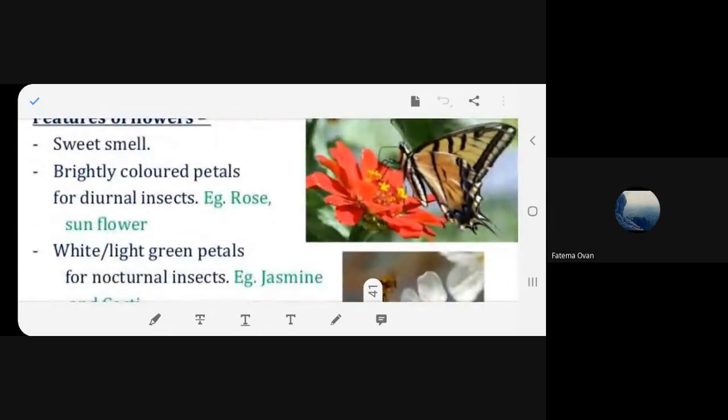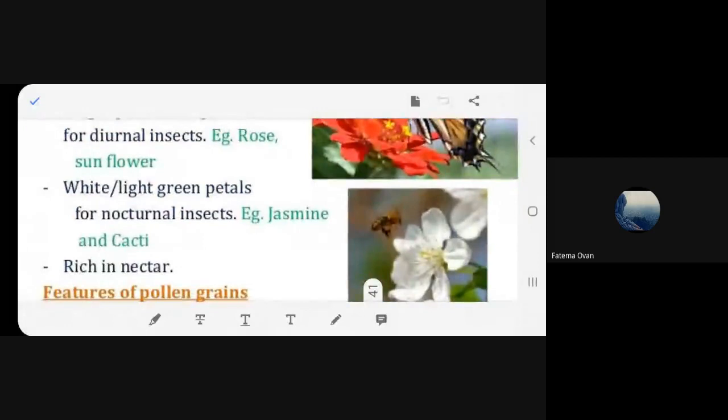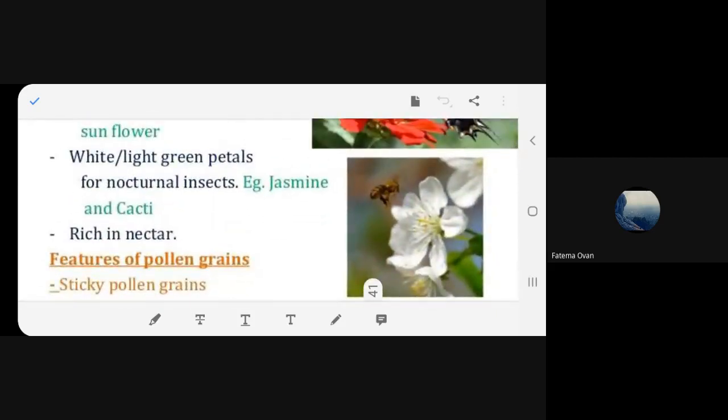Diurnal insects. Example, rose, sunflower. White, light green petals for nocturnal insects. Nocturnal. Say it again. Nocturnal insects. Example, jasmine and cacti. Rich in nectar. Features of pollen grains: sticky pollen grains.